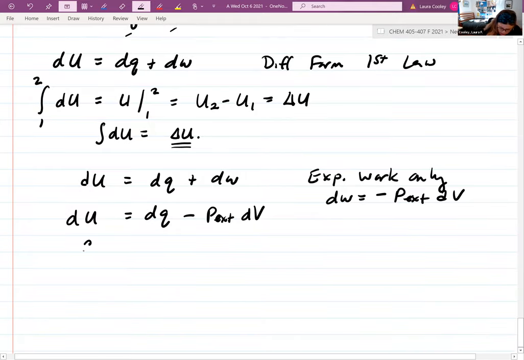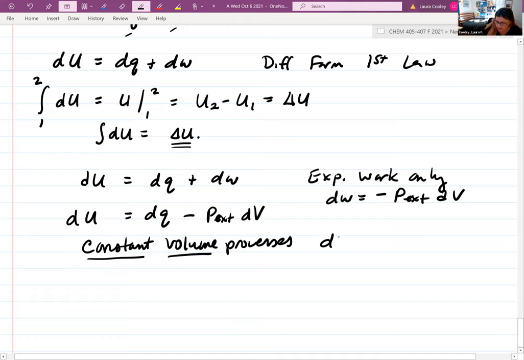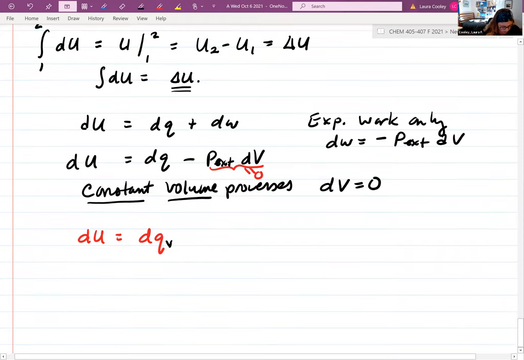Now, what happens if we have a constant volume process? So for constant volume processes, dV is equal to zero. And if dV is zero, then this entire term is equal to zero. And so we end up with dU equals dQ. And a lot of times we put a little V here, dQ_V. That's the heat that flows at constant volume. So we can get the change in internal energy from the heat only as long as the volume is constant.